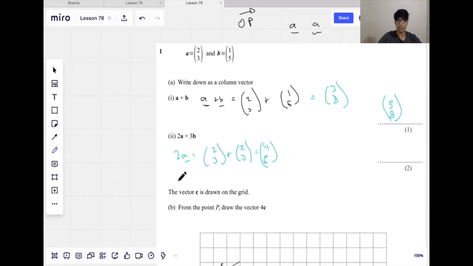So by the same logic, 3b would be 3 times (1, 5). We times the top by 3 and the bottom by 3, which becomes (3, 15). And now we're asked to add 2a plus 3b, which is (4, 6) plus (3, 15). We can add the tops, remember? 4 plus 3 is 7, and 6 plus 15 is 21. So (7, 21).